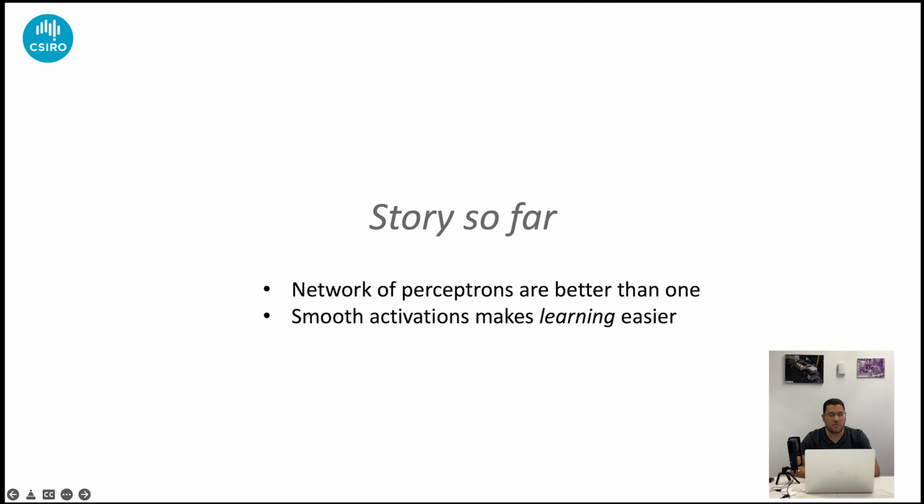So what is the story so far? You could have two takeaways. One of them: when we had the situation of the limited modeling capability of a single perceptron, we had a network of perceptrons instead of a single one, and we were able to model the XOR function. So you could have a network of perceptrons rather than one. And the other thing is that smooth activations can make learning easier. Now, these two conditions are pretty much common in modern neural network architectures.